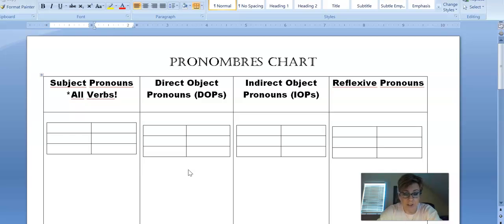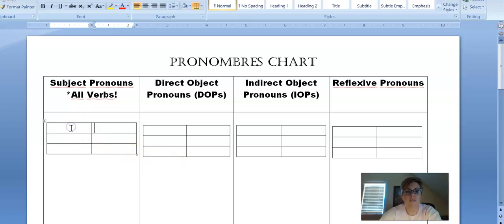I have attached a blank copy of this chart to the bottom of this video. So I highly suggest you either open it in Word and fill it out as you watch this video, or print it if you can and fill it out with a pen or pencil as you watch this video. Okay? All right, so let's go ahead and get started.